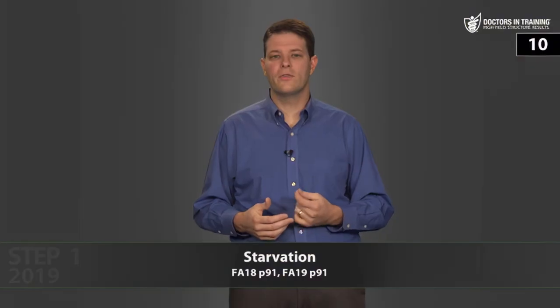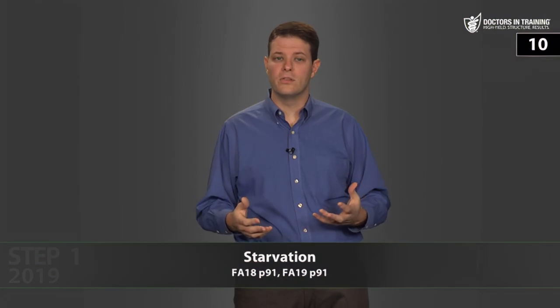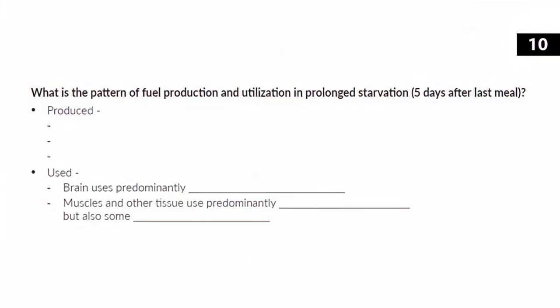Then, going back to our stepwise discussion of starvation, number 10 says, what's the pattern of fuel production and utilization in prolonged starvation? So not between meals, not overnight, not 48 hours. Now we're talking 5 days after the last meal. So what's being produced? Well, really, it's the same 3 things. You're still making glucose from hepatic gluconeogenesis. You're making fatty acids from adipose tissue, and then also ketone bodies.